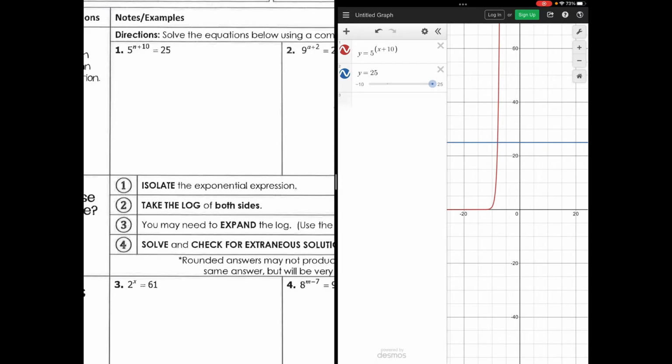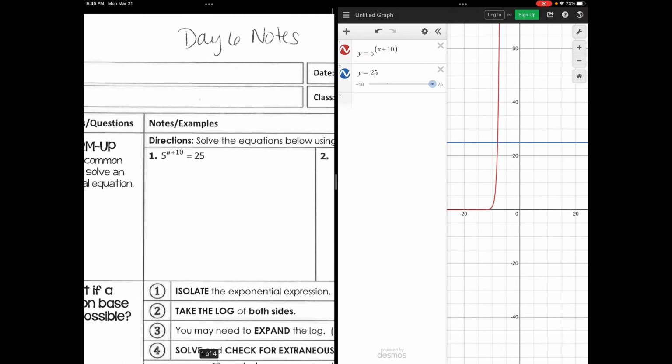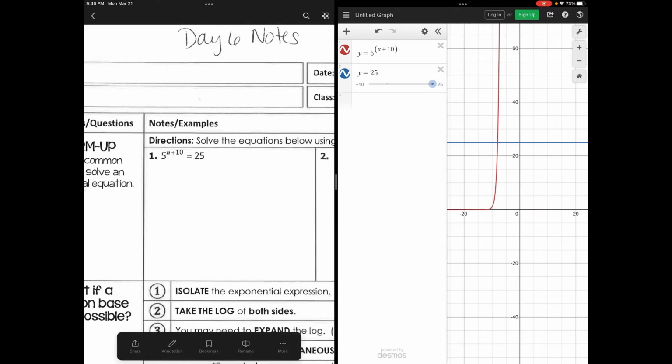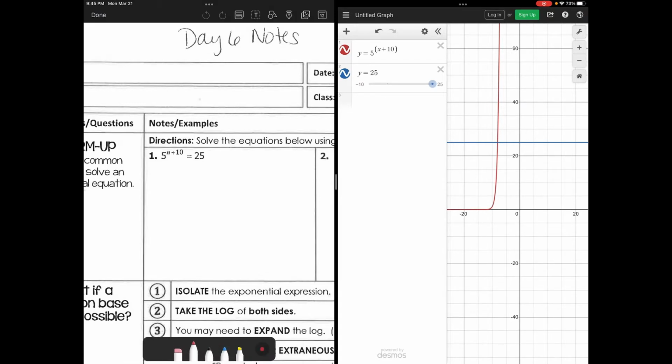So notice what I've done is in this first equation, I have placed 5 to the x plus 10, and then in the second equation, in the blue equation, I put y equals 25. Once I have them both graphed, I want to find that point of intersection, and the x value is my answer. So my answer would be -8. So I would just write that as -8.